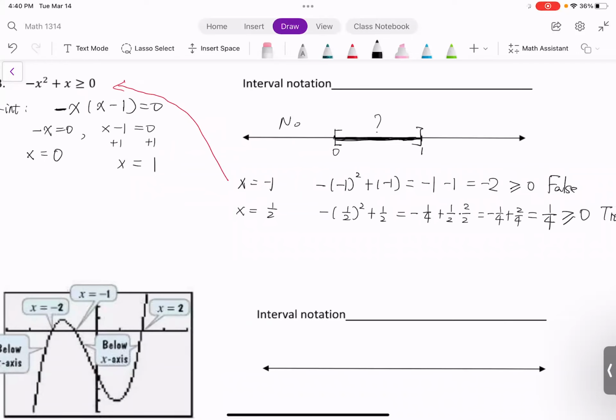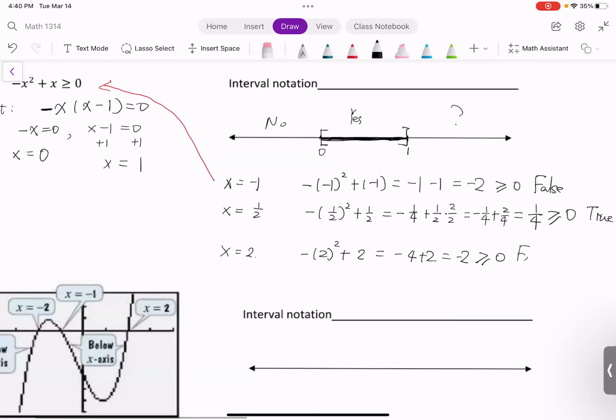Okay, let's try another point here. Let's change the notation here. How about x equals 2? -2 squared plus 2 is -4 plus 2 is -2. Is that greater than or equal to 0? No, it's false. We change the notation here. This is no. We only have one interval, between 0 and 1.